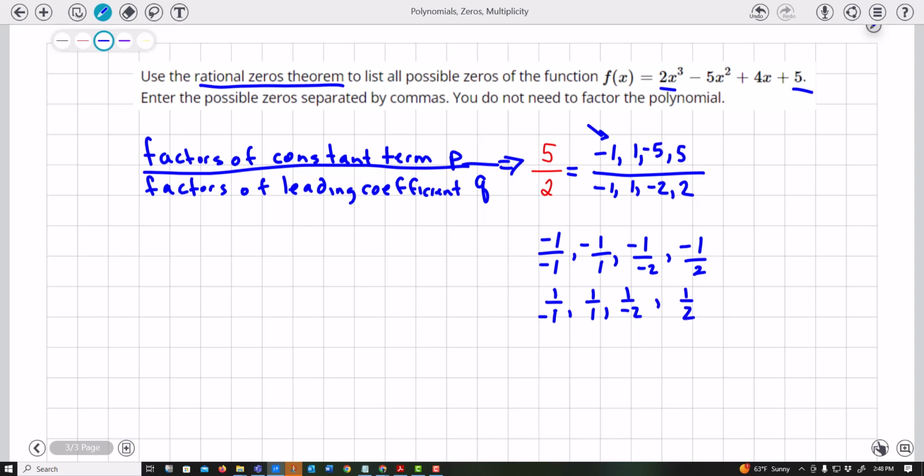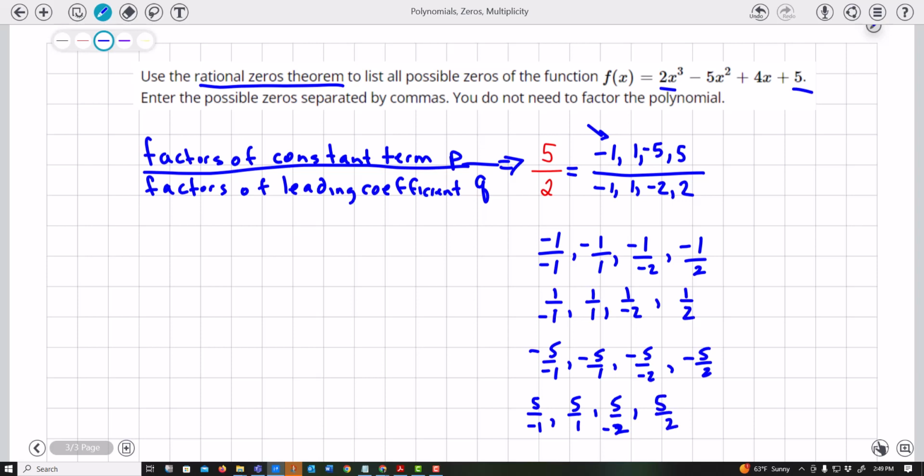Do the same thing with the -5. So -5 over -1, -5 over 1, -5 over -2, and -5 over 2. And now finally this 5 over each one of these. So 5 over -1, 5 over 1, 5 over -2, and then 5 over 2.